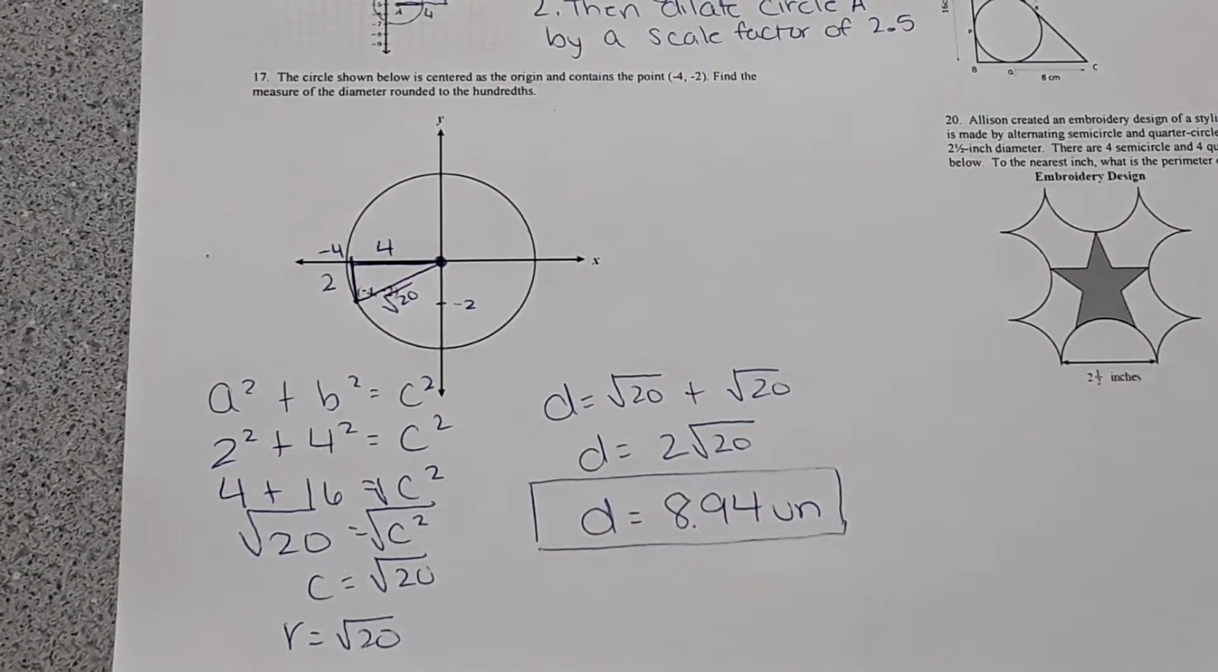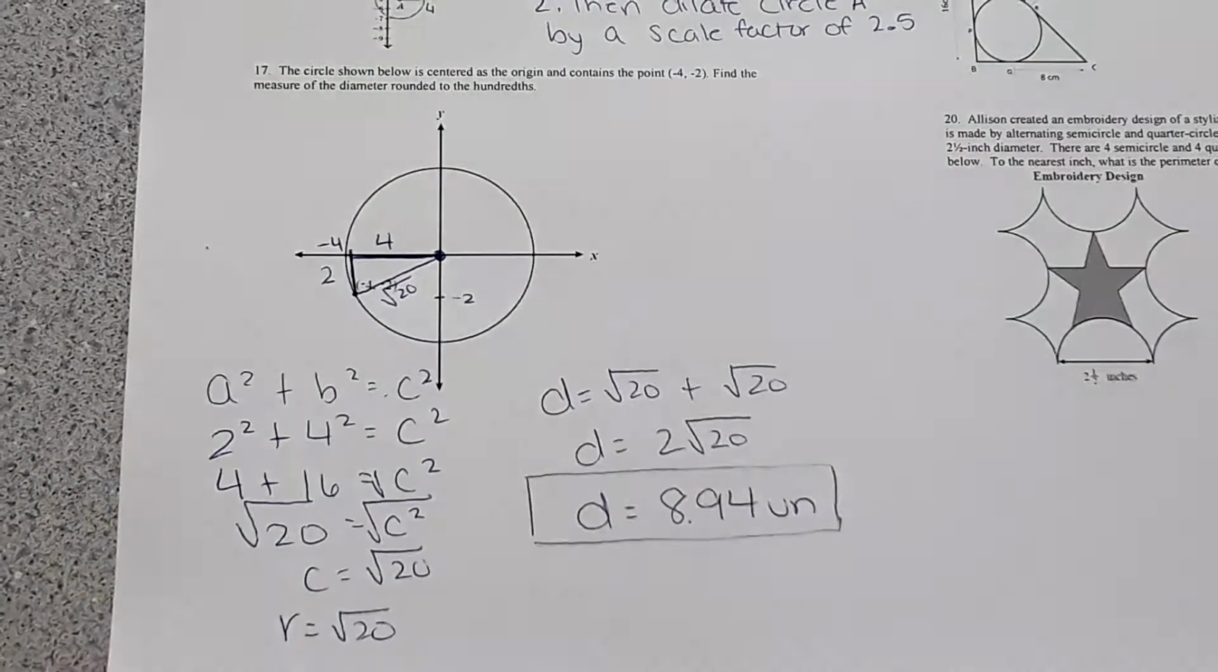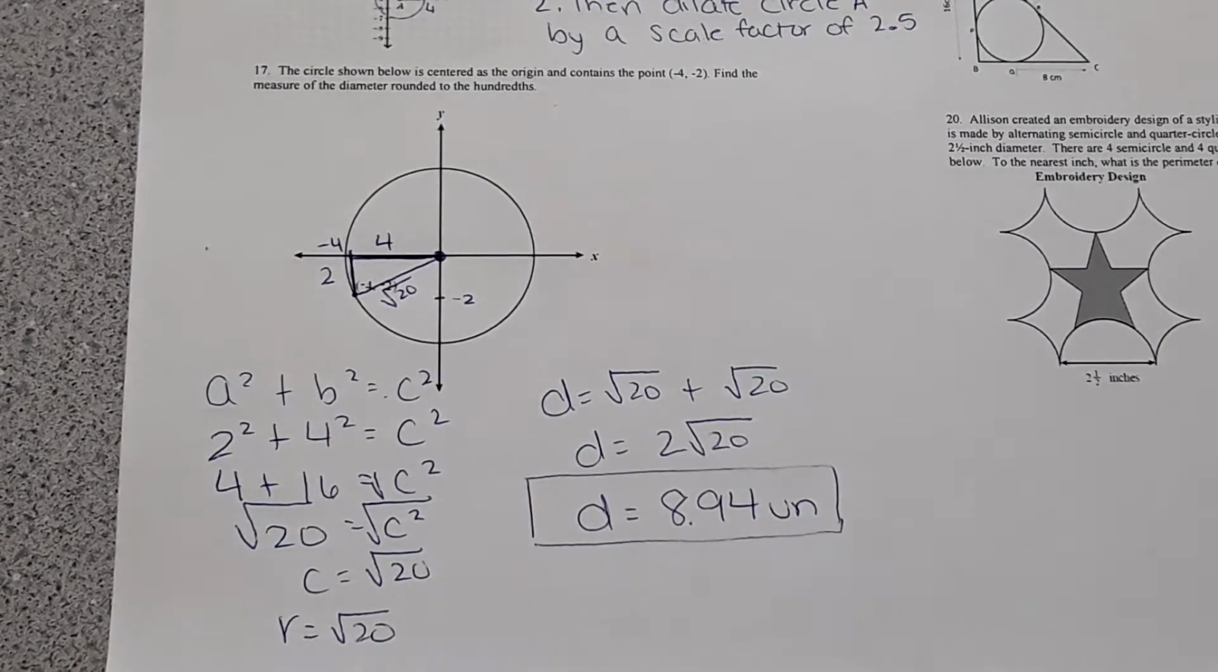You got 8.94? Yeah, what did you get? Did you do square root of 40? I believe square root of 40 comes out to something different. Yeah, square root of 40 doesn't come out right. 8.94, correct? Yes.